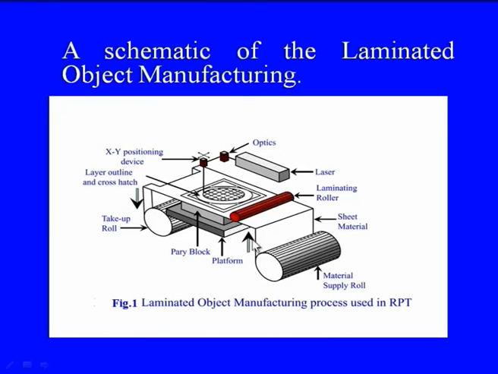So, this is the material supply roll, that is the sheet, and it is coming through this, which will be wound here as the take-up roll. This is the roller, also called the laminating roller, which is responsible for rolling the material over here. This is the laser source, which is directed through computer control or an XY positioning device like this, depending on the shape of the product.